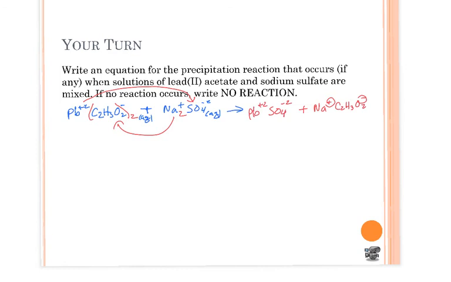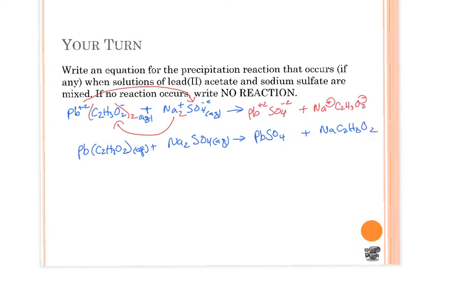So now let's just clean this up and write it without charges. So we have lead C2H3O2, that's our acetate. It's an aqueous solution. And then we have sodium sulfate. It's also an aqueous solution. And it makes lead sulfate plus sodium acetate. All right.